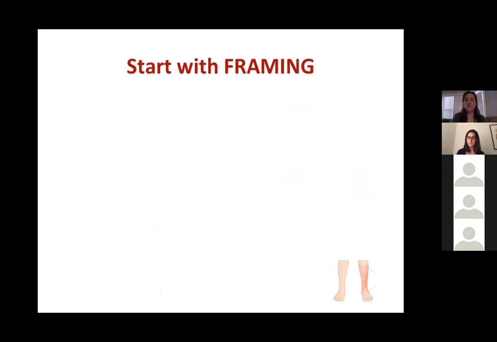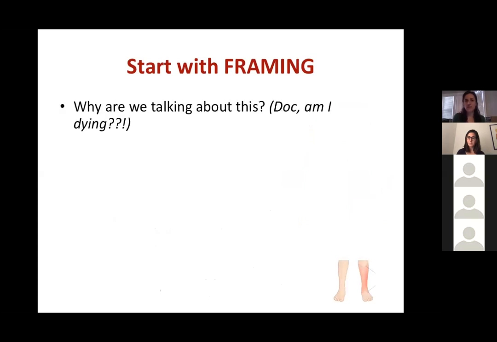And I think what makes this a little bit easier to transition to after your end of H&P is to start with some sort of framing, because otherwise, as you said, there are patients for whom you don't expect this to come up who may start worrying, oh my God, doc, am I dying? Is that what you're thinking?